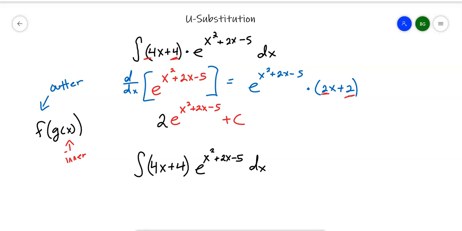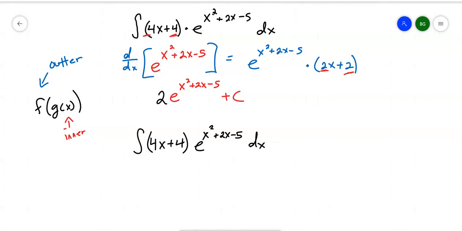The trick is we're going to do a change of variables, and we're going to say, let u equal the inner function, x squared plus 2x minus 5. That's not to say this will always work every time there's a composition of functions. But oftentimes that's the case, and if you don't have a better idea, that's a great starting point. So that's what we're going to do.